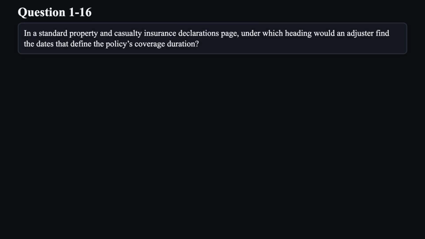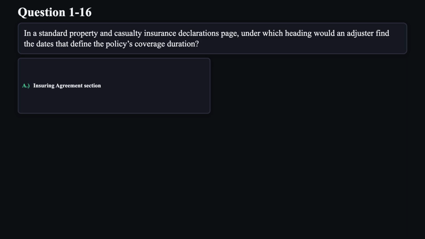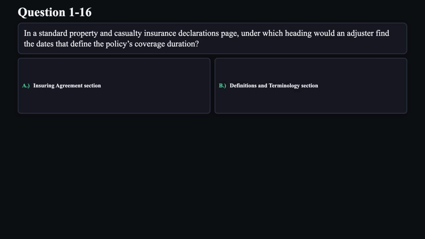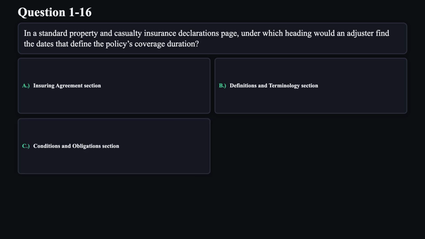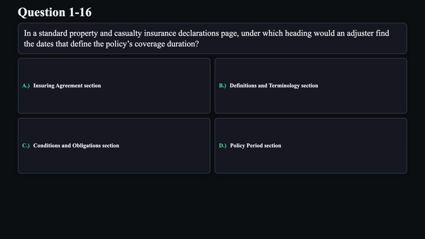Question 16. In a standard property and casualty insurance declarations page, under which heading would an adjuster find the dates that define the policy's coverage duration? A. Insuring agreement section. B. Definitions and terminology section. C. Conditions and obligations section. D. Policy period section.